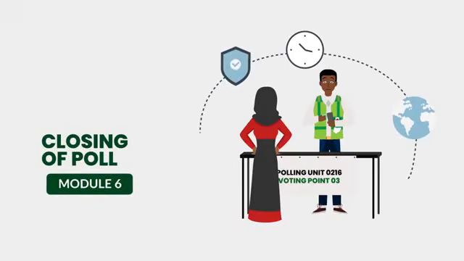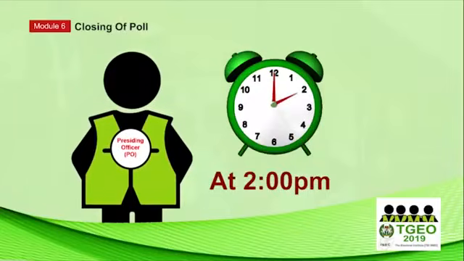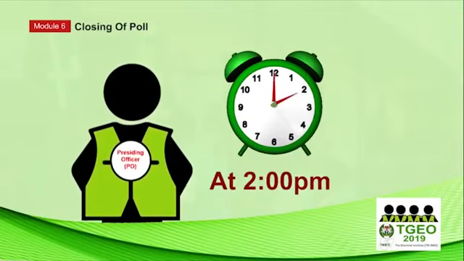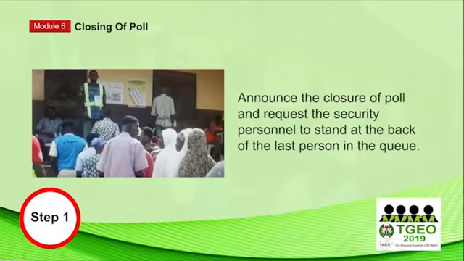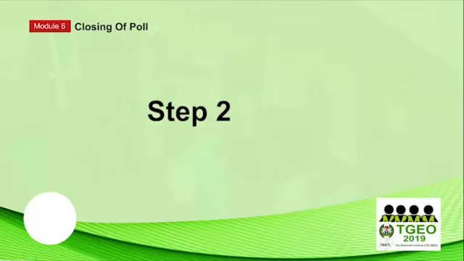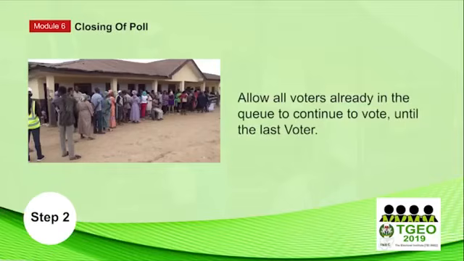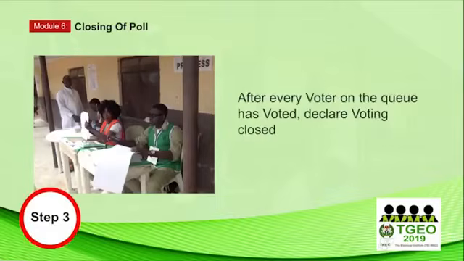Module 6. Closing of poll. At 2 p.m., the presiding officer shall: Step 1. Announce the closure of poll and request the security personnel to stand at the back of the last person in the queue. Step 2. Allow all voters already in the queue to continue to vote until the last voter. Step 3. After every voter on the queue has voted, declare voting closed.